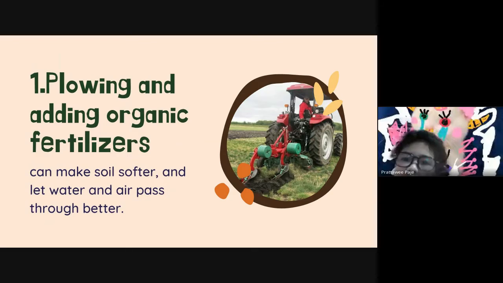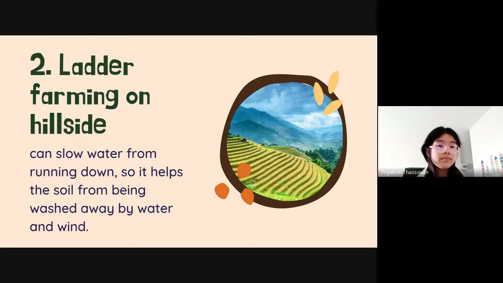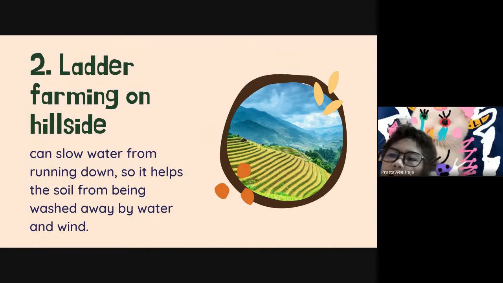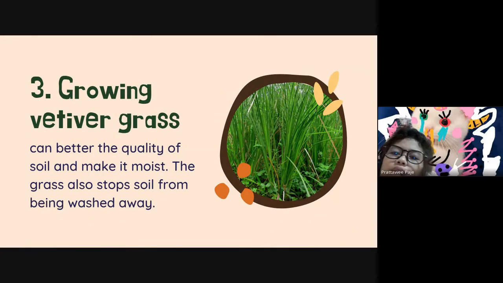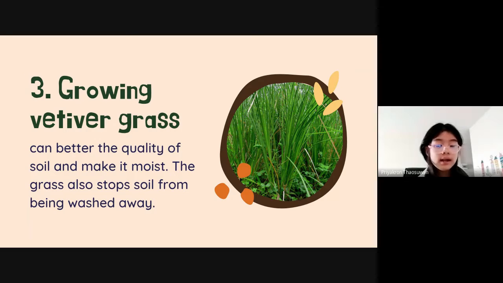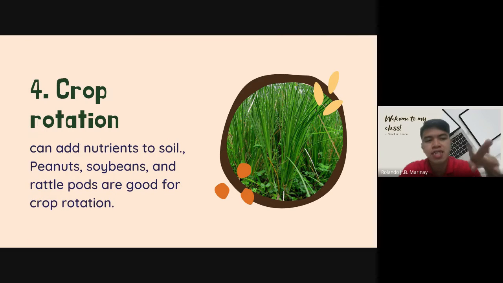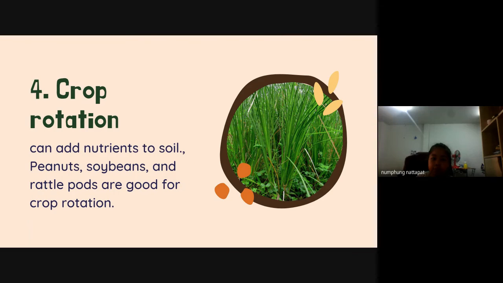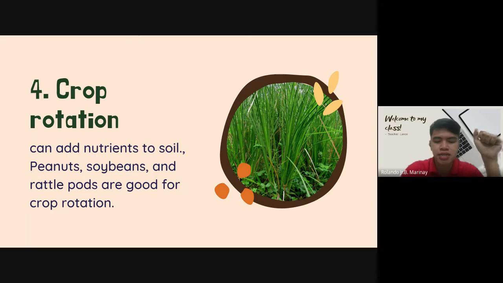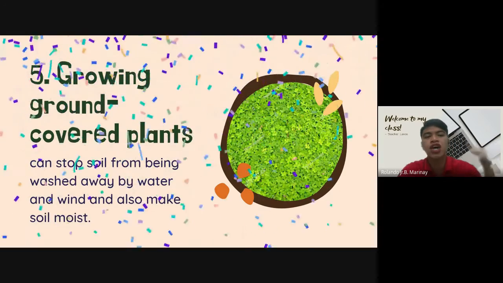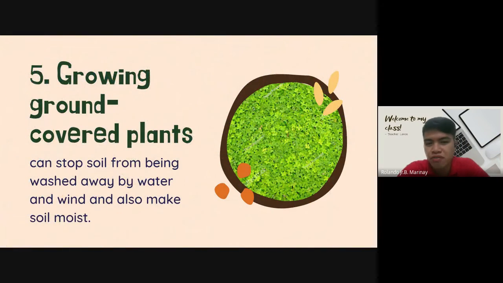Number one is plowing. Number two is contour farming. Number three is growing vetiver grass. Number four, crop rotation. Good job. And number five is growing ground cover plants.